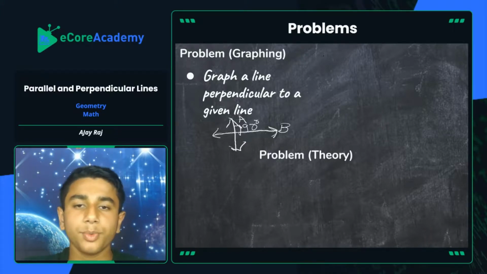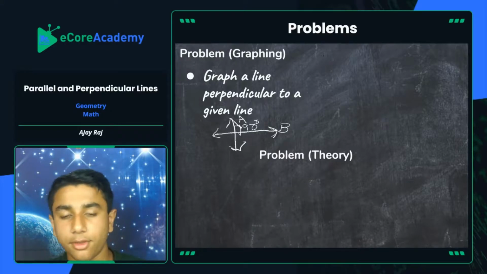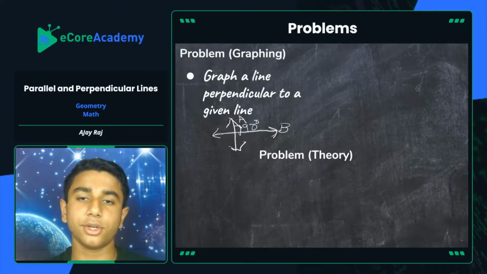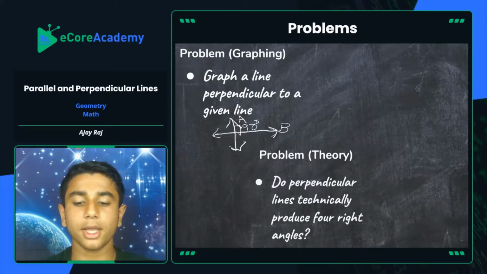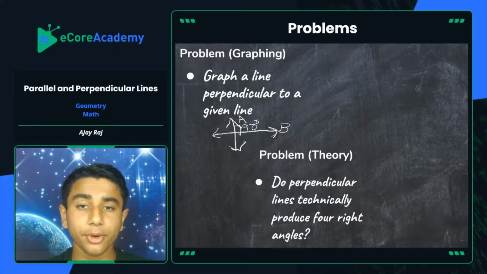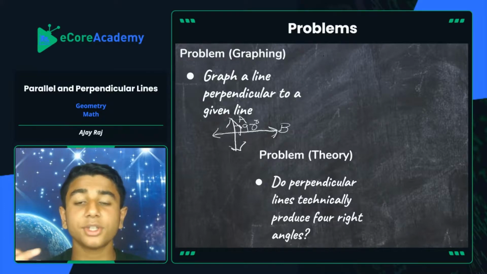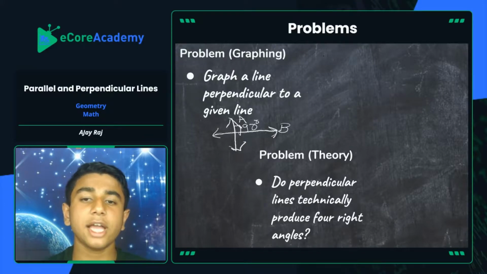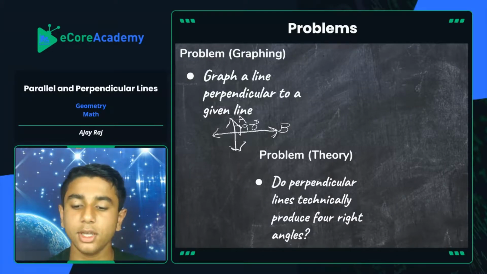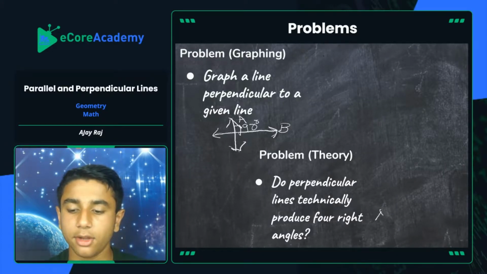For the next type of problem, we have a theory problem, where I'm going to throw another theory at you, based on the general concepts and essence of perpendicular lines. The problem is: do perpendicular lines technically produce four right angles? Remember how I said when two perpendicular lines intersect, they must have a 90-degree angle intersection? Well, that's one of the angles. If you see a perpendicular line set, like I'm going to indicate here, two perpendicular lines like this, you see that they form four different angles right here.